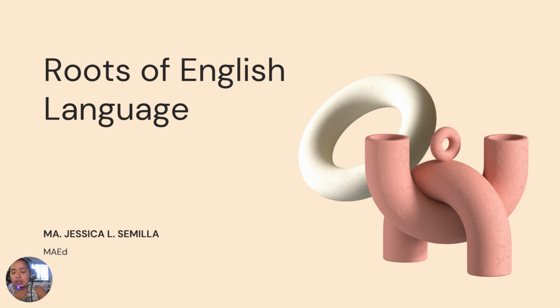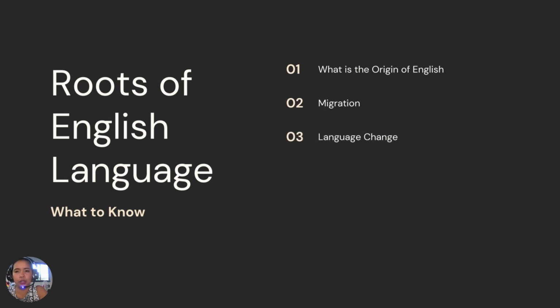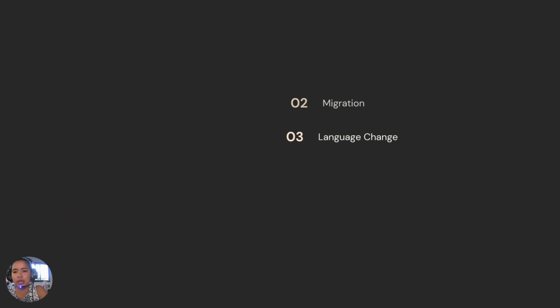So today's topic we're going to be dealing with the roots of the English language. To really start with, we'll be giving you the overview of what we're going to be talking about. First, we're going to be dealing with the origin of English. Second one is about the migration and the third one is about the language change. So to start with our first topic, we do have the origin of the English language.